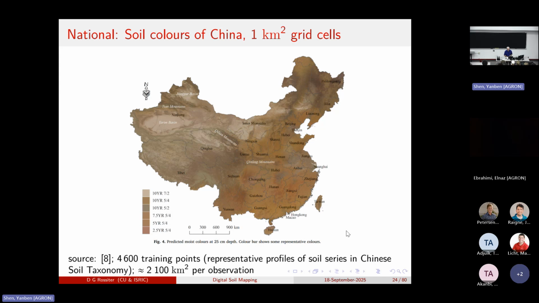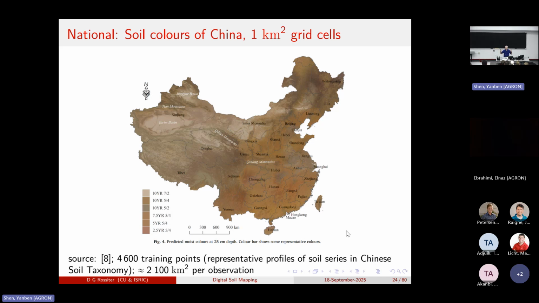This is another example of a project we did, a paper I did with my colleagues in Nanjing at the Academy of Sciences on soil colors. We had about 4,600 points where soil colors had been recorded, and we made maps of all these depths of the soil color. Now we're predicting in different color spaces, and it came out really, really well. But the interesting thing I want to point out here is there's an average of 2,100 square kilometers per observation. So only 4,600 points for all of China, which is a big area, right?